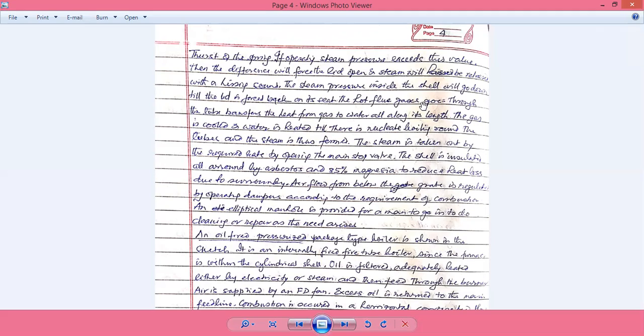Now, steam pressure inside the cell will go down till the lid is forced back on the seat, and the hot flue gases go through the tube, transferring the heat to the water wall.